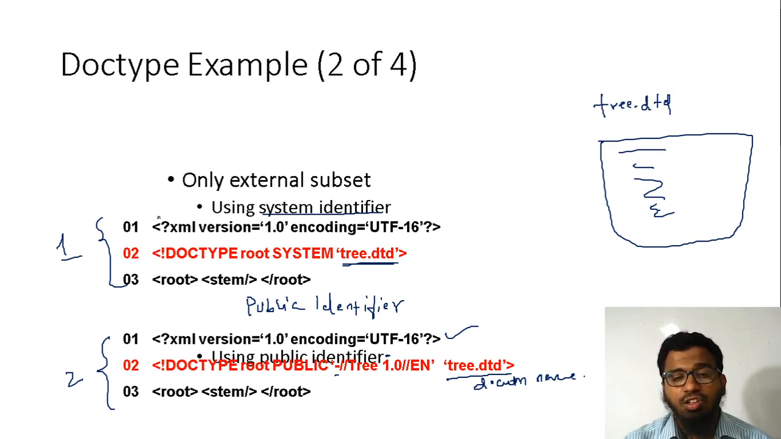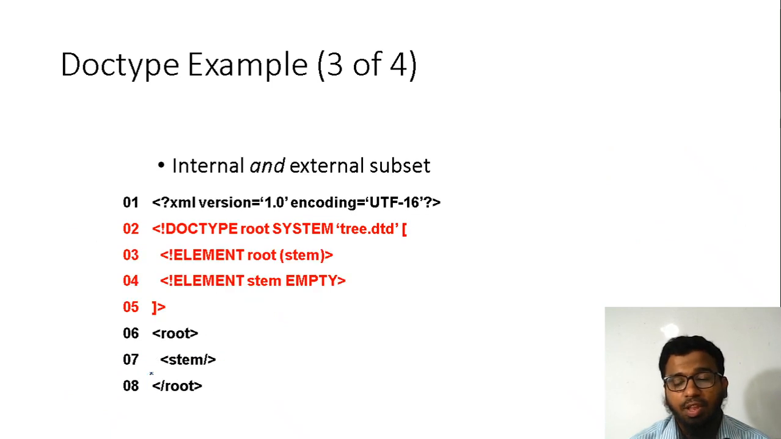So this is the system identifier, this is the public identifier. This is different and this is different. And as I told you, the document type should be before the root. So here, before the root. Next, this is only external.